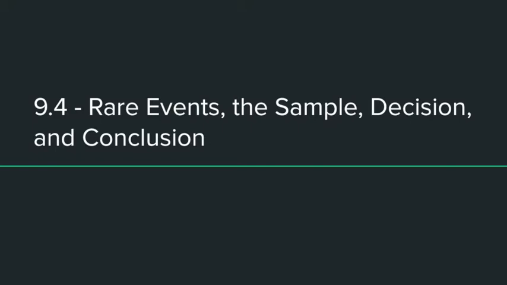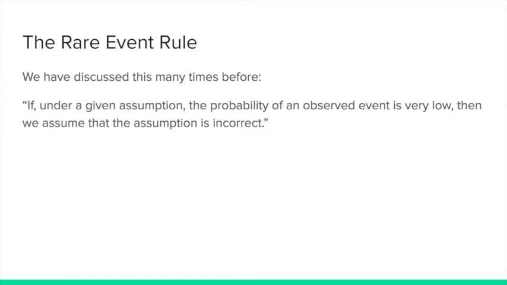All right, Section 9.4 talks about how we make our decision to reject or fail to reject the null hypothesis. So we begin with a discussion of the rare event rule. In the rare event rule, we've said this before, if you have a given assumption and you observe an event that is very unlikely under that assumption, then we assume that the assumption must be incorrect. Remember that the assumption is something that we are assuming. It is not something that we know to be true.